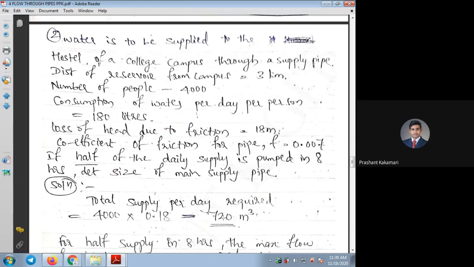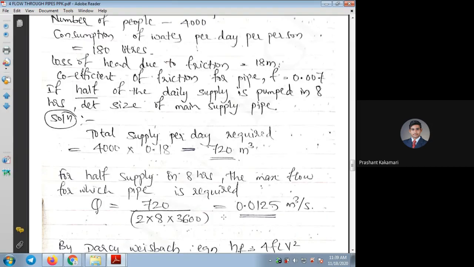Then, for half supply in 8 hours, the maximum flow for which the pipe is required. What have they done here? Total discharge required is 720 meter cube. For the half supply, 8 hours is required. For the full supply, they have done 2 times 8, that is nothing but 16 hours. If you supply for 16 hours, I will get 720 meter cube of water. I hope you are getting it.